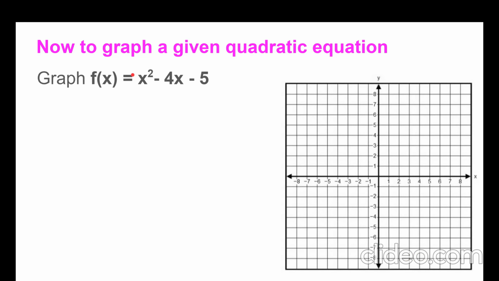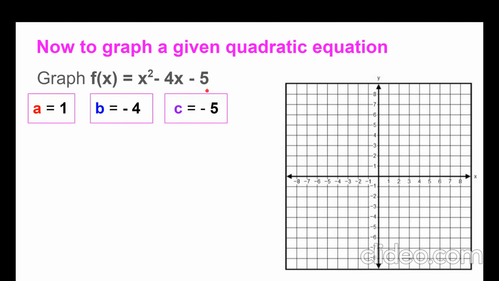First, what is a, what is b, what is c? Well, a is 1, b is negative 4, c is negative 5. How is that going to help us? Well, first, you're going to start with the y-intercept. The y-intercept of this graph in this form is always going to be the constant term, because it's where x equals 0. So it's always going to be 0, comma c. In this case, c is negative 5, so 0, negative 5, that's my y-intercept.